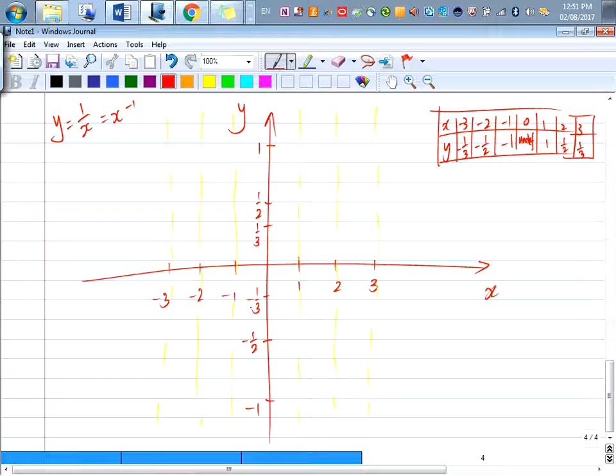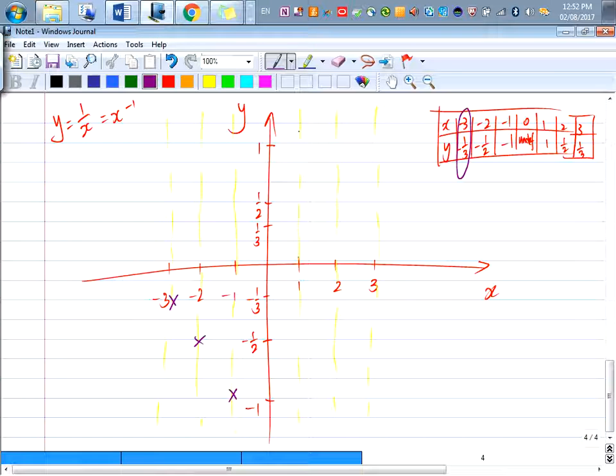Okay? Now I plot. The first set of coordinates, -3 and -1/3. So it will be over here. Then, when x equals -2, I get -half. So around here. Finally, when x equals -1, I get the value of -1 here. So far, can you understand? I'll do the same on the other side.